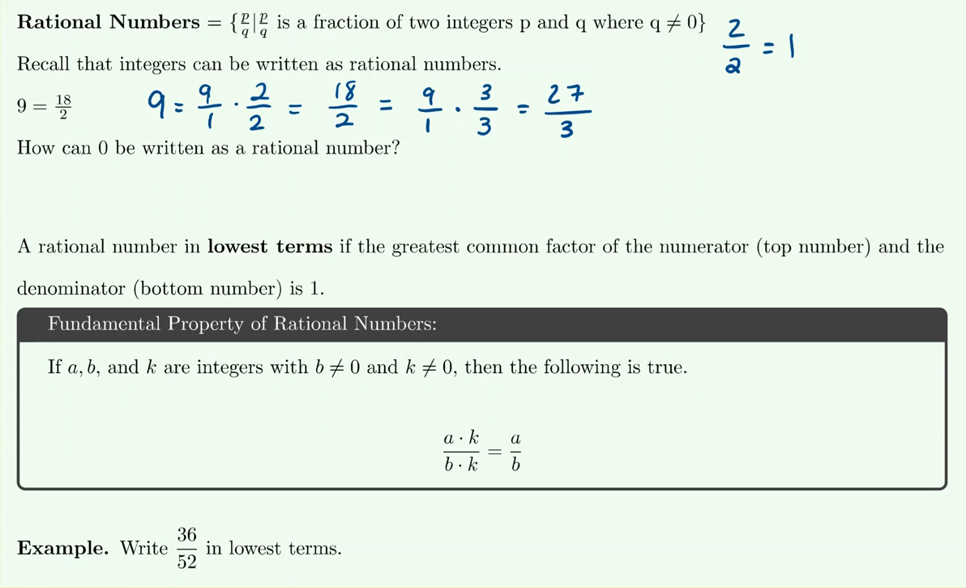And what I hope we see from this as well is not only that there's at least one expression, there's actually infinitely many expressions, because 9 is also equal to 36 over 4. And so on and so forth. You could keep finding different rational expressions of 9.